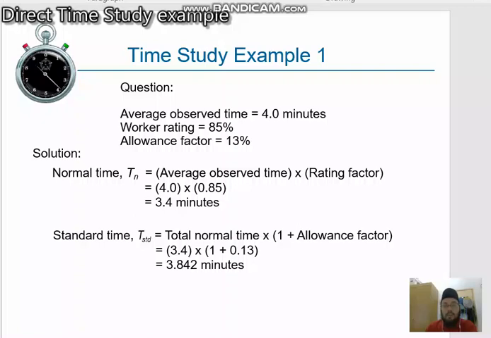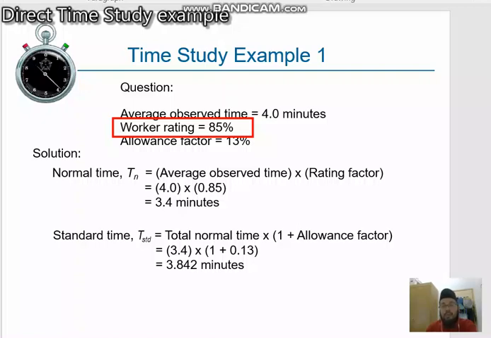First, given the average observed time, 4 minutes. The second data here is the worker rating, performance rating 85%, and the third data here is the allowance factor. A little bit of explanation about the worker rating or performance rating. We have learned in the previous discussion, in standard performance, the percentage is 100%. If the worker performs at a slower pace, the performance rating should be less than 100%.